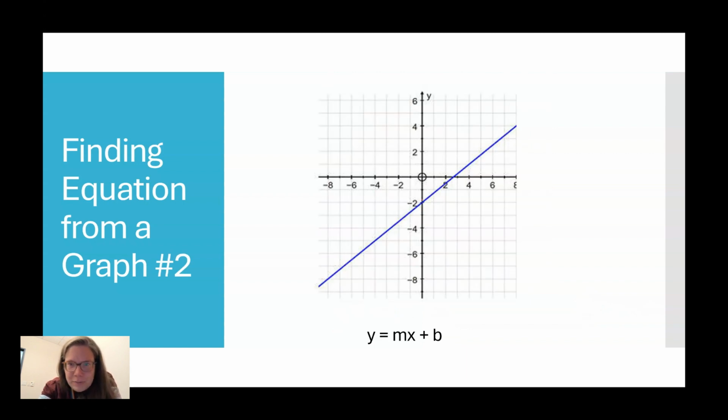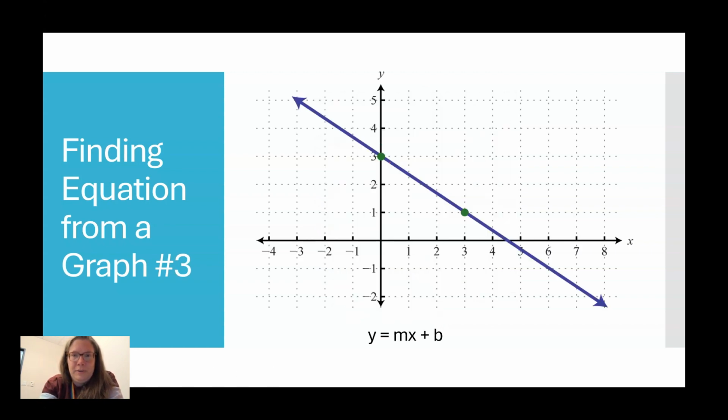Okay, y-intercept looks like -2. Let's find some nice points to use to count for the slope. We can go from here. Where's another nice point where it goes right through the lines? Okay, so we're going up 1, 2, 3, and over 4. All right, so my equation is y equals 3/4 x minus 2.